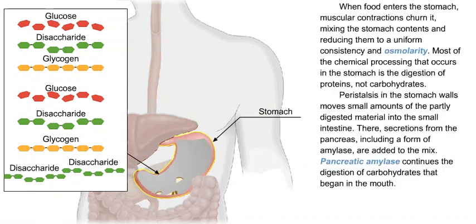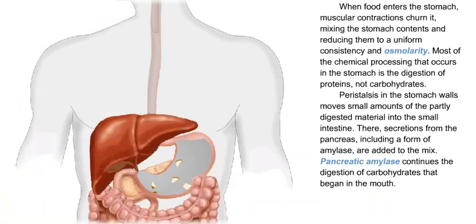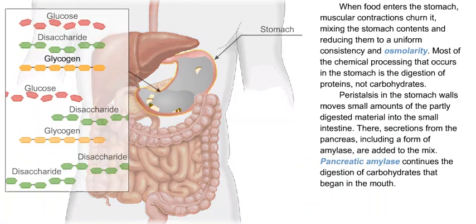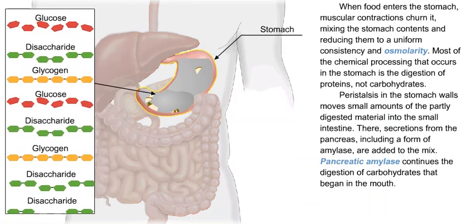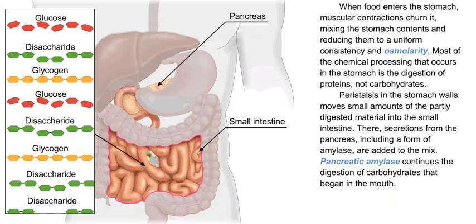When food enters the stomach, muscular contractions churn it, mixing the stomach contents and reducing them to a uniform consistency and osmolarity. Most of the chemical processing that occurs in the stomach is the digestion of proteins, not carbohydrates. Peristalsis in the stomach walls moves small amounts of the partly digested material into the small intestine.